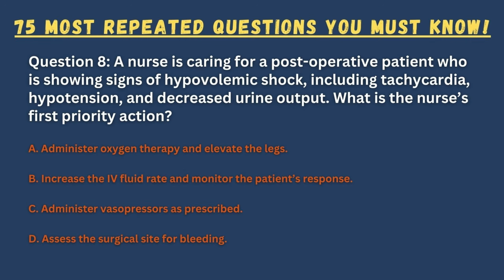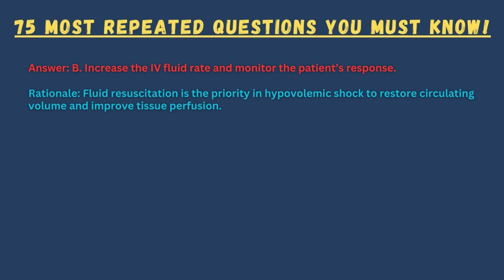Increase the IV fluid rate and monitor the patient's response. C. Administer vasopressors as prescribed. D. Assess the surgical site for bleeding. Answer: B. Increase the IV fluid rate and monitor the patient's response. Rationale: fluid resuscitation is the priority in hypovolemic shock to restore circulating volume and improve tissue perfusion.